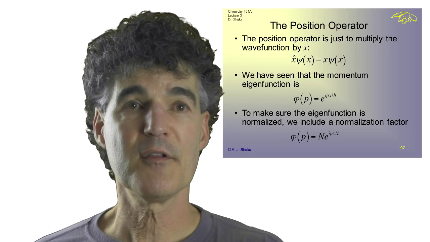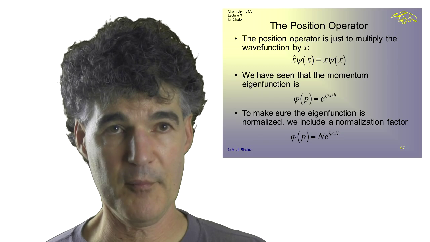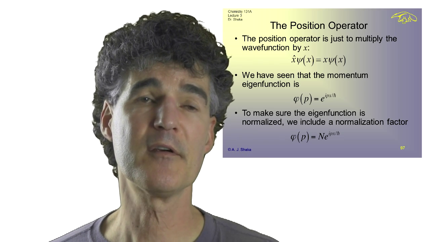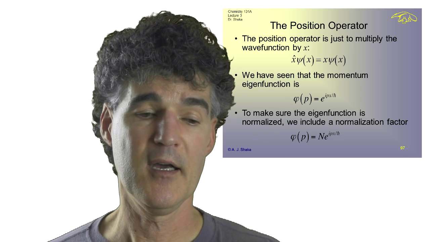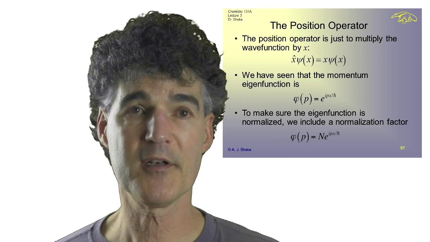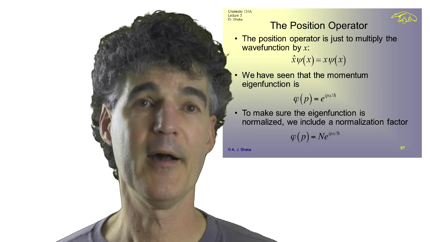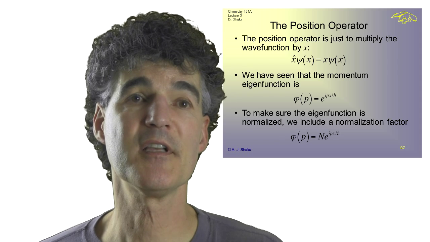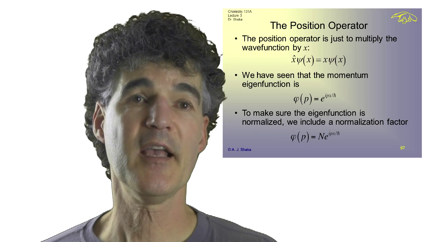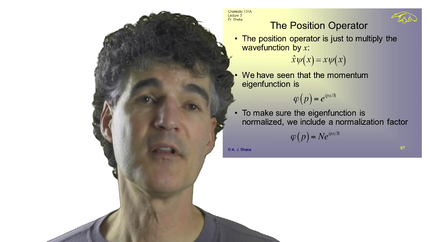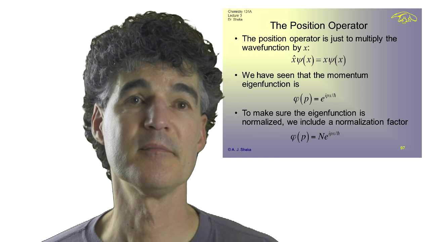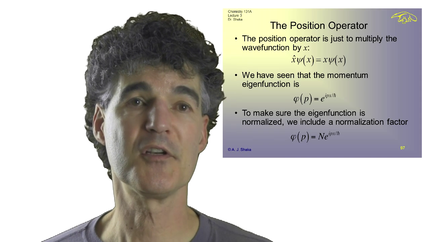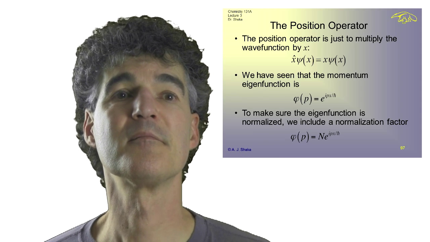I'm going to close here with the position operator, and we'll pick this up next time. We found that the momentum operator was to take minus i h bar times the derivative. The position operator is, in fact, I gave it before as an example of an operator. x hat on psi is just equal to the number x on psi. And the number x is the position of the particle.